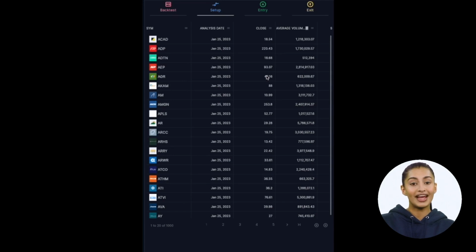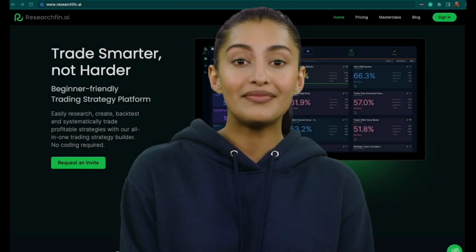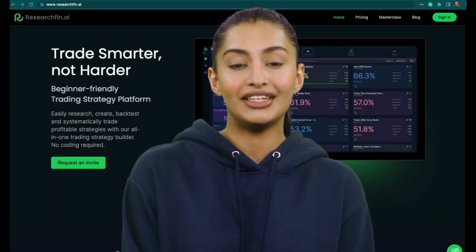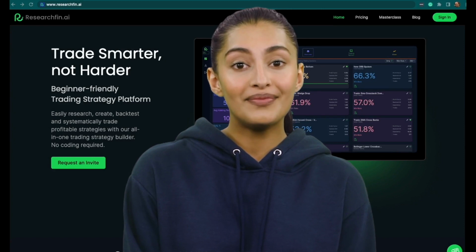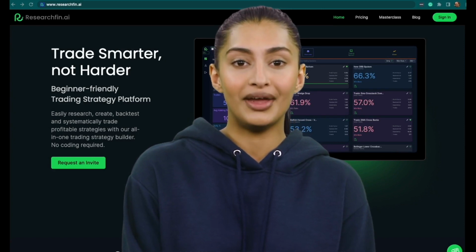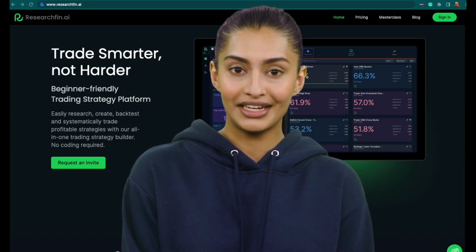With Researchfin.ai, I can go from creating and backtesting to deploying strategy easily. And I didn't have to write any code or deal with any infrastructure or other technical things. I could focus just on my strategy hypothesis. Pretty cool, isn't it? With Researchfin.ai, you get to trade smarter and not harder. So go ahead and start forming the hypothesis for your trading strategy.